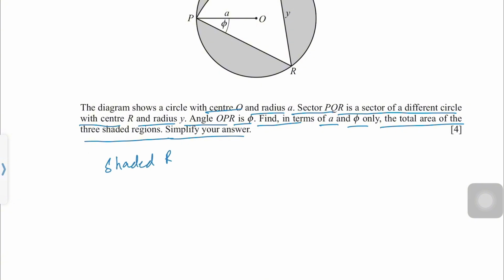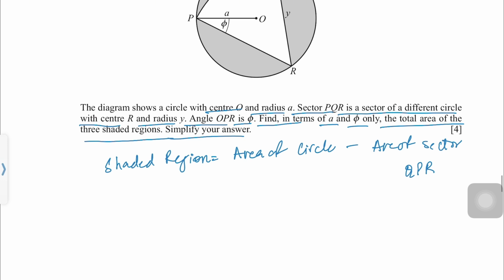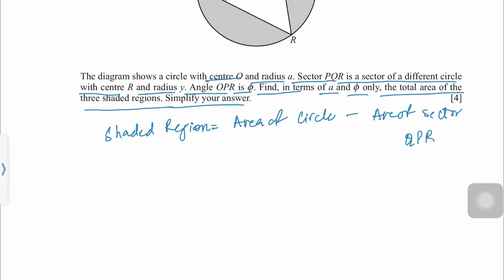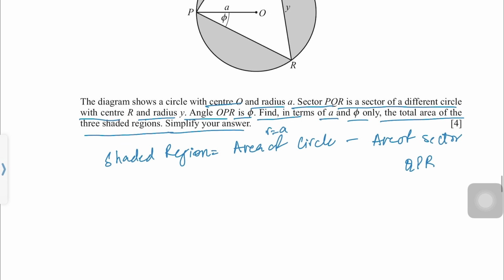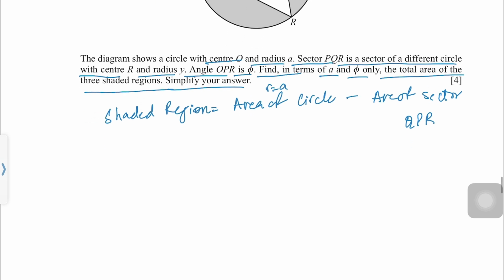Shaded region can be given as area of circle minus area of sector, that is Q, P and R, and the circle is the whole circle. We have our radius of circle as a, and we don't need anything else. For area of sector we need 1 upon 2 r squared theta. I don't think we have our r and we don't have our theta.